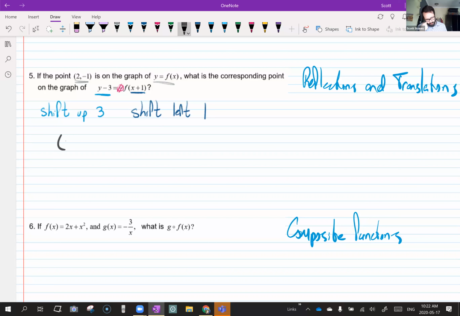So our point that we were given was 2, -1. But we want to shift it up by 3 and shift it left by 1. So what we end up getting is 1, 2. To make it more clear, that means you need to subtract 1 from the x value and add 3 to the y value. And that's a very, very nice, simple multiple choice.